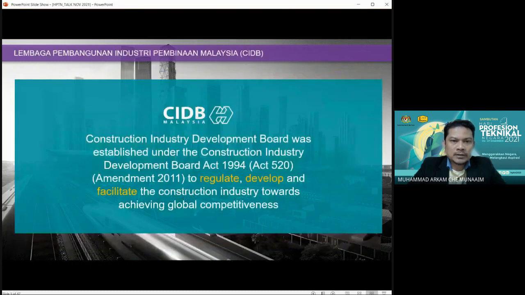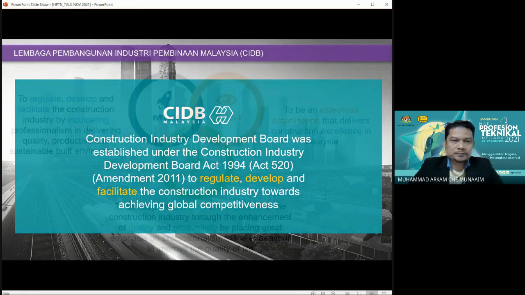So this is the function of CIDB. It was established under the Construction Industry Development Board Act 1994, Act 520, Amendment 2011, to regulate, develop, and facilitate the construction industry towards achieving global competitiveness. So this is an introduction of CIDB Malaysia.